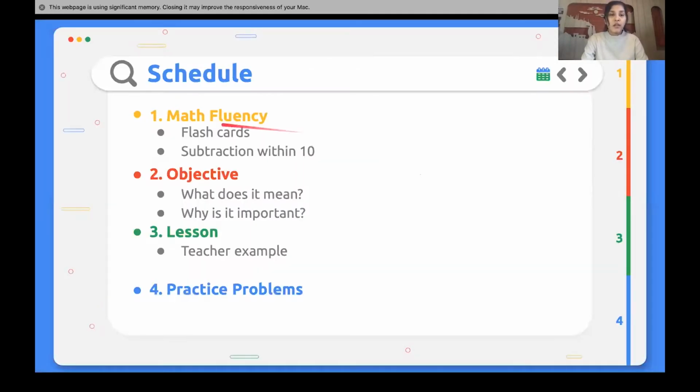Okay, so this is our schedule today, and we're going to go over math fluency. We're going to do flashcards and subtract within 10 for our math fluency. And then for our objective, we're gonna go over our objective, and then we're gonna know what it means and why it's important for us to learn. And then we're gonna go over our lesson, which will be taught through a teacher example, and then we're gonna do practice problems together. Okay, so let's get to it.